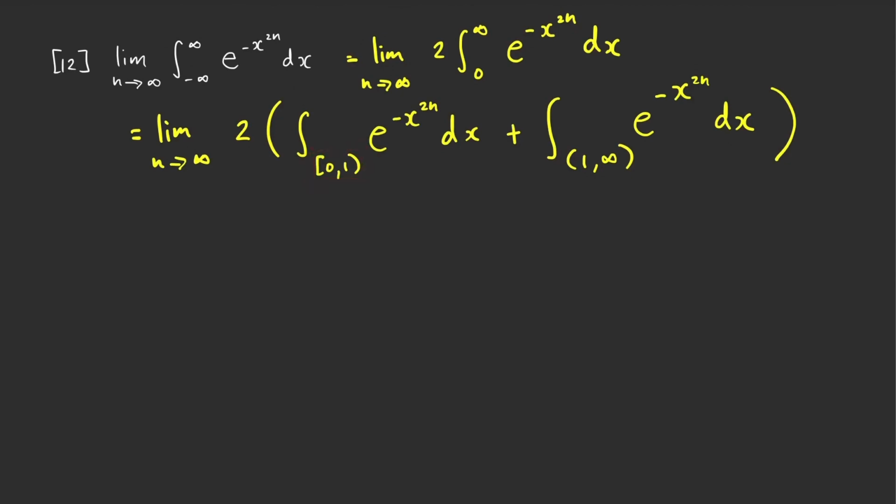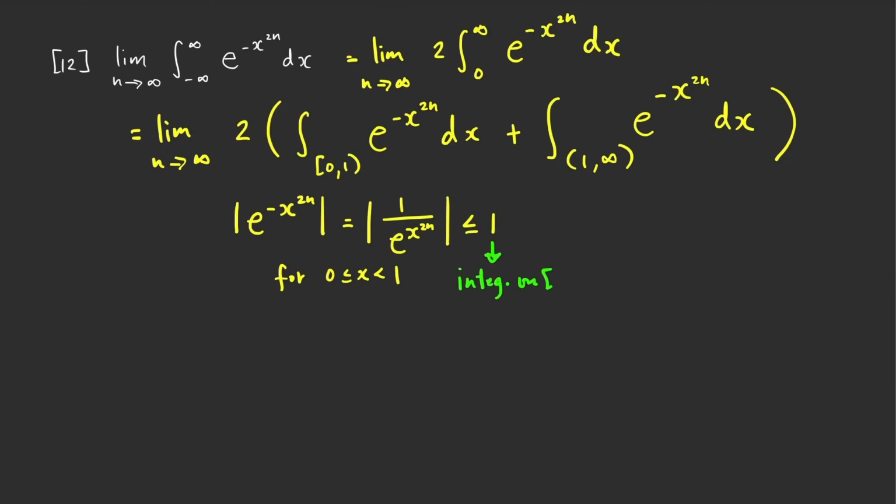If we look at this one here, the absolute value of e raised to negative x raised to 2n is equal to 1 over e raised to x raised to 2n. And this is less than or equal to 1 for x greater than or equal to 0 and less than 1. Keep in mind that this 1 is integrable on 0 to 1. And therefore, we can use the dominated convergence theorem, and we can interchange the integral and the limit in that case.